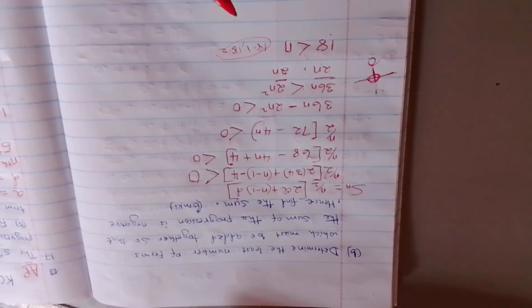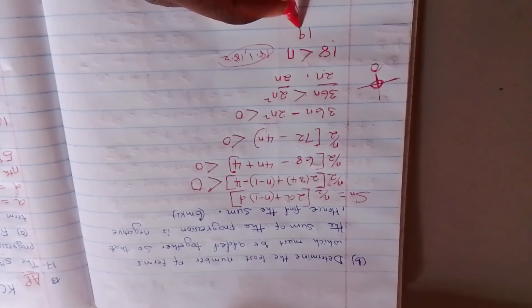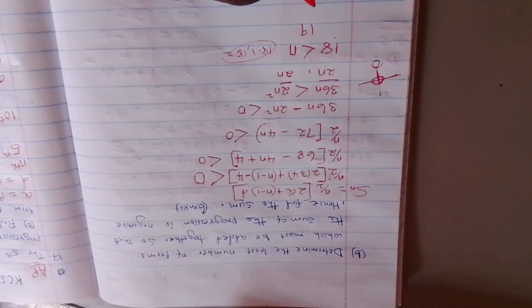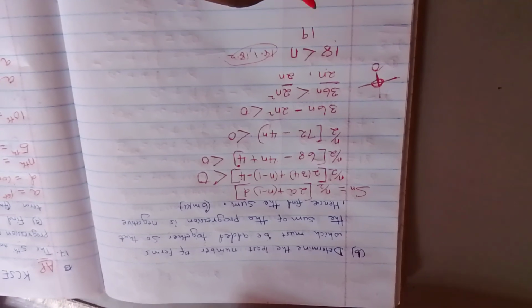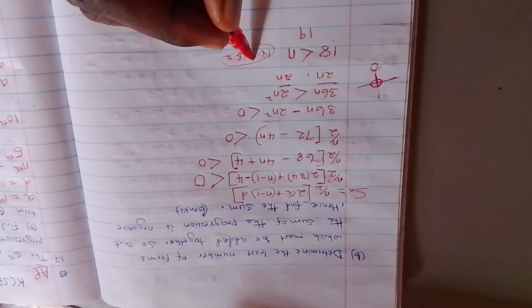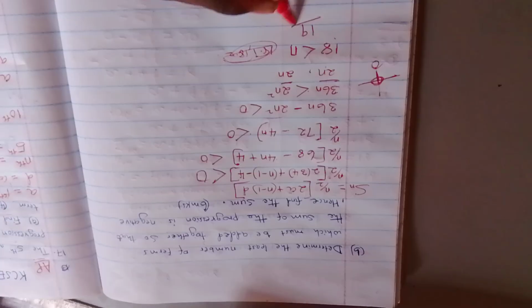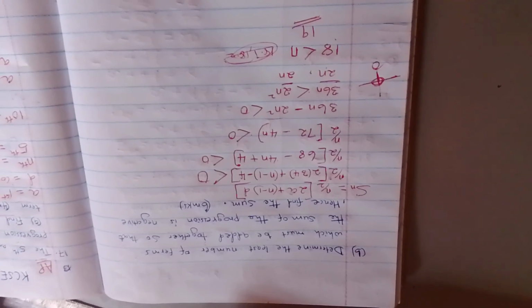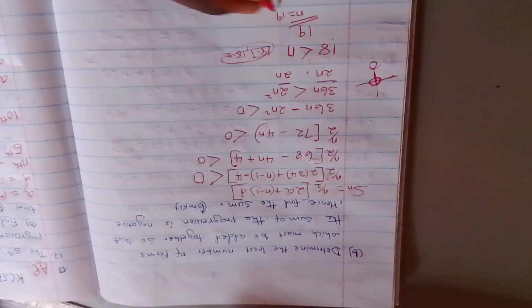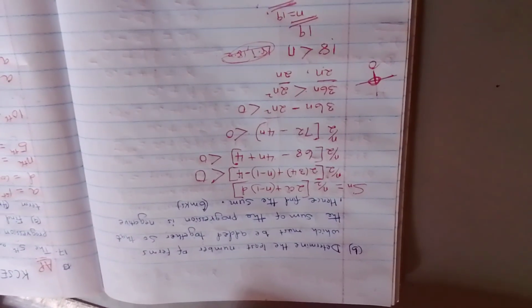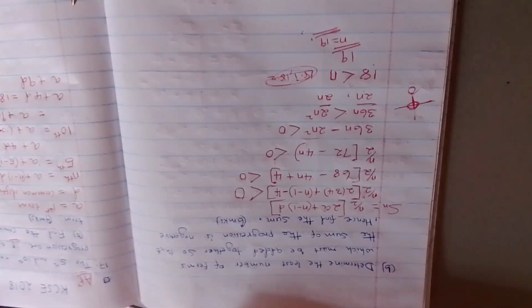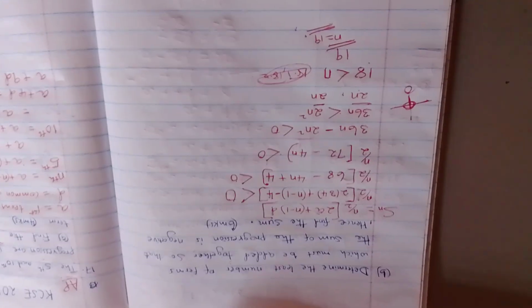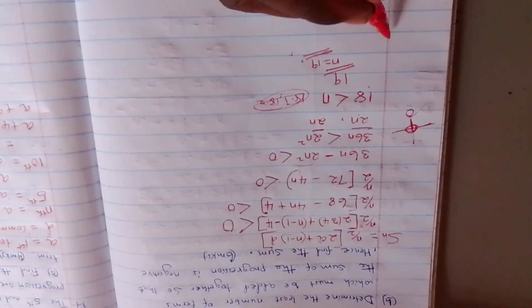But it is better to take 19, because the question asks for the least number of terms which must be added together. So the number of terms cannot be 18 point something, but you can take 19. So n is equal to 19. That is the answer. But the question also says, let's find the sum.